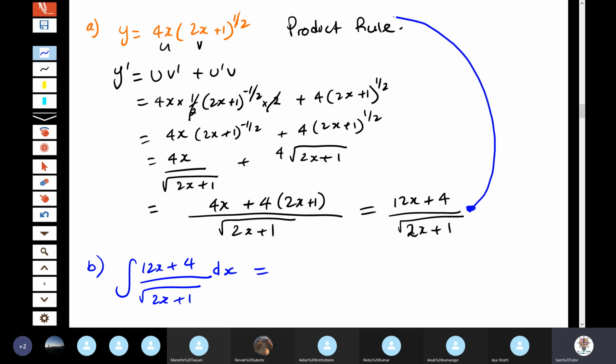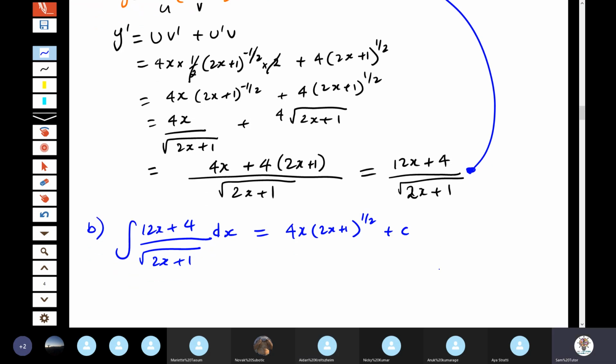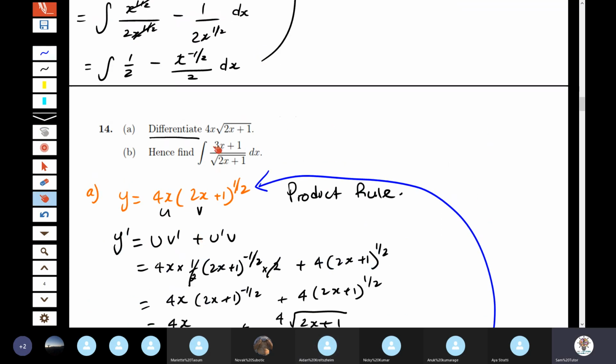All the way back to the original, right? Yeah. So that I know that becomes 4x times (2x plus 1) to the power of a half plus c. You agree with that? Yeah. The question didn't ask for 12x plus 4. What did it ask for? 3x plus 1.